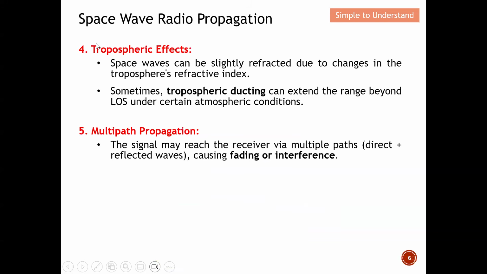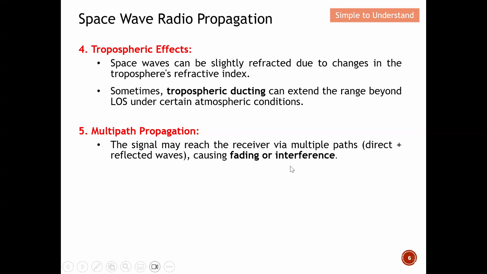Next, the fourth one, which is the tropospheric effect. Space waves can be slightly reflected due to changes in the tropospheric refractive index. There are different refractive indices, and therefore they will probably be reflected. Sometimes, tropospheric ducting can extend the range beyond the line of sight under certain atmospheric conditions. Next, multipath propagation. The signal may reach the receiver via multiple paths, like I mentioned earlier, which is the direct plus the reflected wave. This creates a phase difference, which means that they cause some fading or interference, which may not be desired.